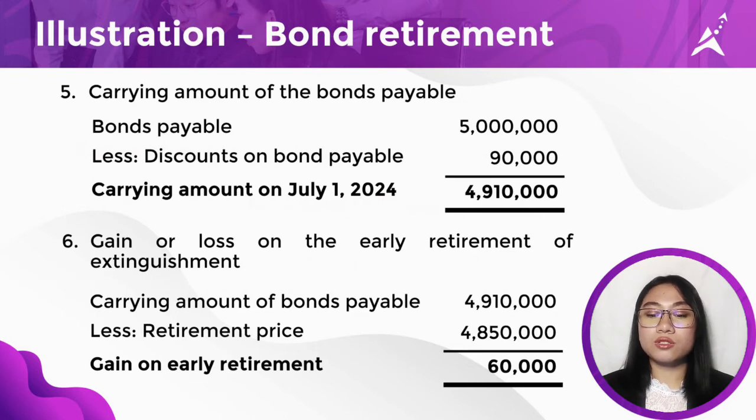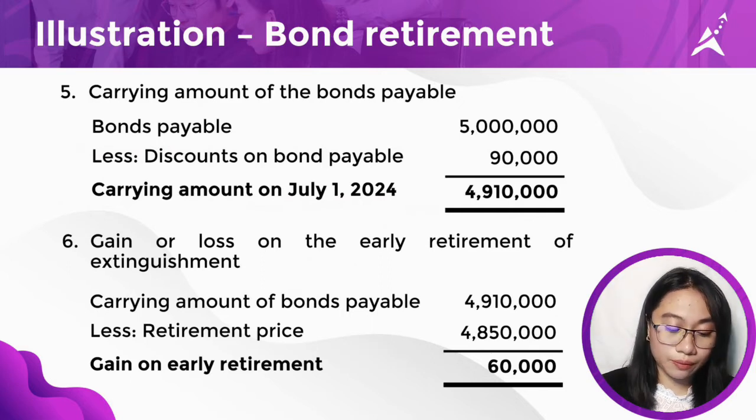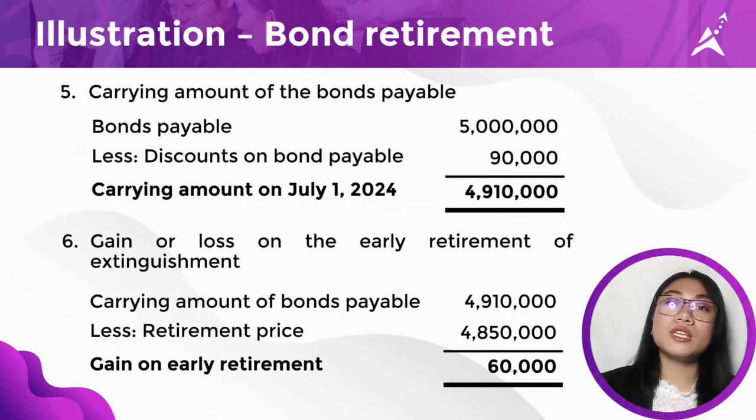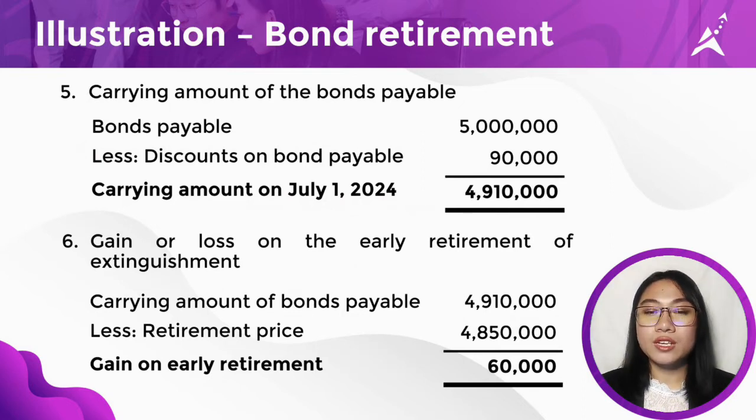In number 5, carrying amount naman ng bonds payable yung ide-determine natin. So, what we'll be doing is to subtract the discounts on bonds payable. So, our bonds payable is the face amount of 5 million. And then, ibabawas natin yung discount on bonds payable, which is 90,000. And the difference is the carrying amount on July 1, 2024, which is 4,910,000.